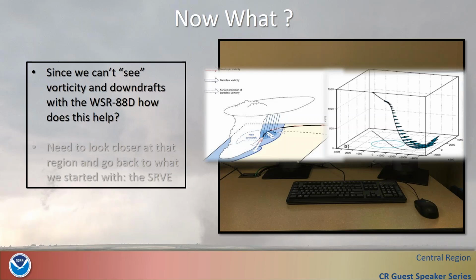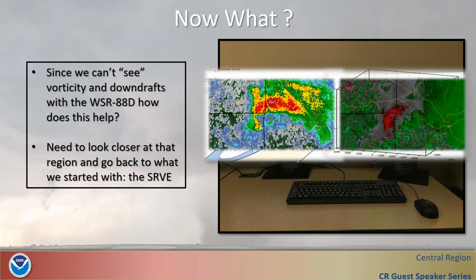You can't see vorticity per se. Again, these are all things that are inferred. And in fact, you can't even see three-dimensional convergence. You're really left with a literal interpretation of velocity, such that you're interpreting 2D convergence. So we really need to go back to what we started with, which is that survey feature, the airstream that we've identified via the storm relative velocity enhancement.